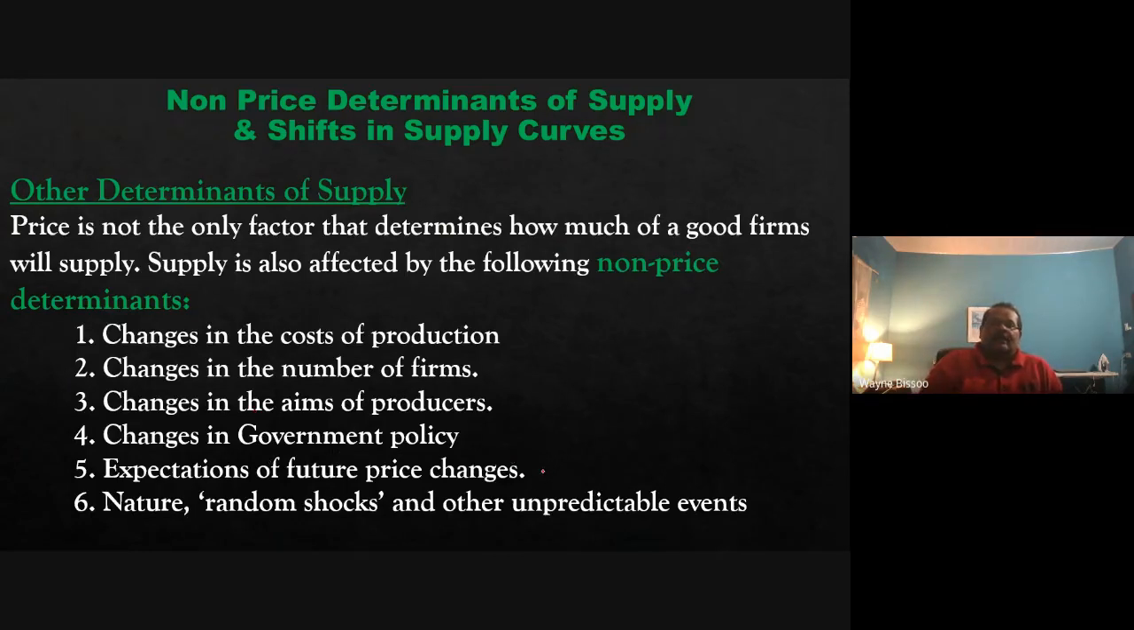Same thing with expectation of future price changes. A firm might expect that in the future prices are going to rise, so that will increase their supply. But if they expect prices to fall in the future, then they will start to cut back their supply, and supply will shift. And then of course we have nature and random shocks, and other unpredictable events can have that type of impact on supply. For example, COVID is considered a random shock.